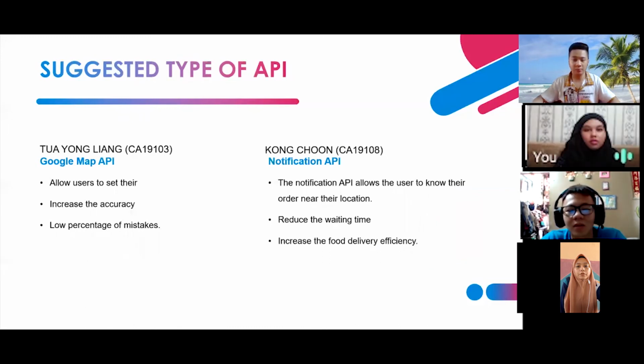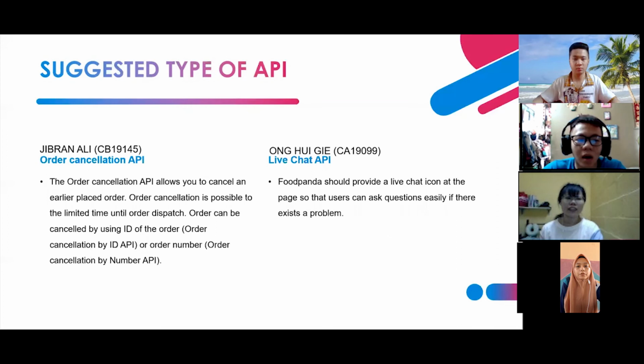Notification API allows the user to know their order is near their location, reduces time, and increases food delivery efficiency. I suggest the order cancellation API because it allows you to cancel an earlier placed order. Order cancellation is possible for a limited time until order dispatch. An order can be cancelled by using the ID of the order.